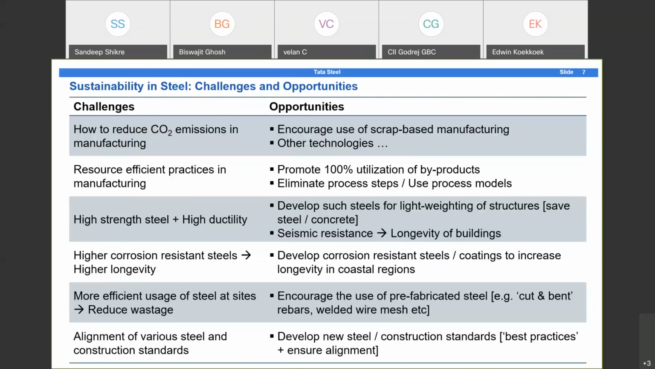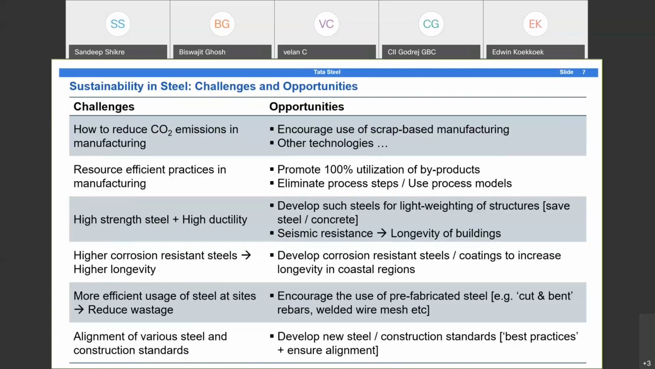Tata Steel has been developing corrosion resistance along the coastline in India, and the coastal regions need this type of steel. This can be approached in two ways. One is by increasing the inherent corrosion resistance of steels by changing the chemical composition. The other approach is to have coatings to increase the longevity of the steel structures or steel rebars in the coastal regions.